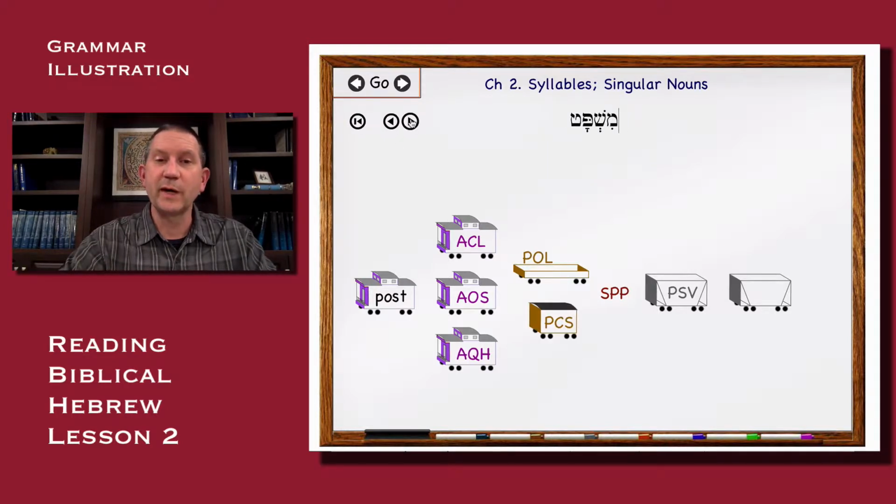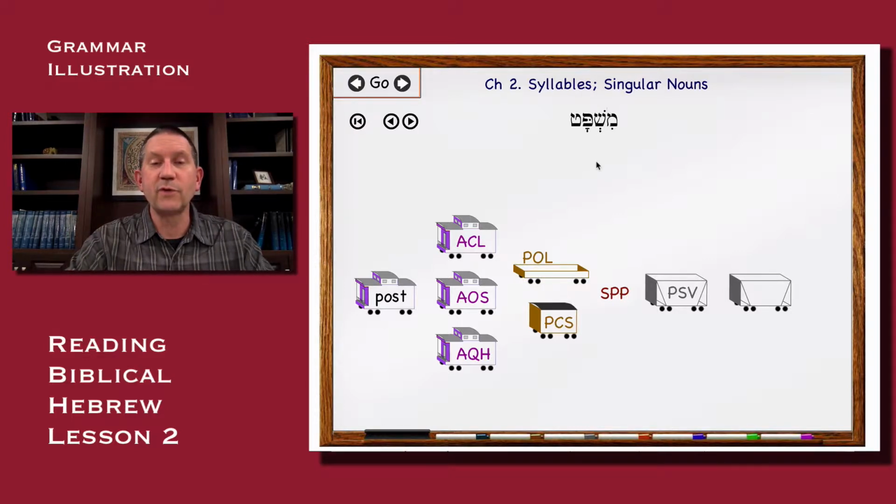Here we have mishpat. So we're going to divide our word here. What kind of dagesh is that in the pay? Is it dagesh lene or dagesh forte? Well, it can't be a dagesh forte. Why is that? Because forte follows a full vowel. It has to be a dagesh lene, and therefore this has to be a silent shava.